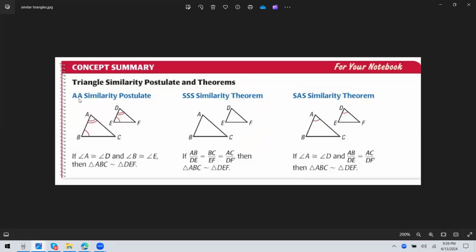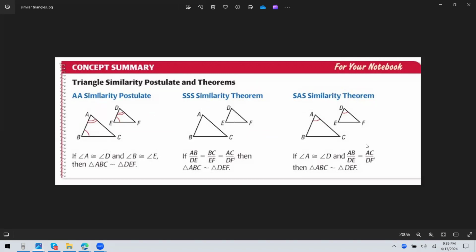First one, AA, that means if two angles are equal in the two triangles, then the triangles are similar. You can also call it triple A, AAA. If two angles are equal, the third one is automatically equal. SSS means the ratio of the corresponding sides is equal. That means DE over AB is equal to EF over BC, etc.